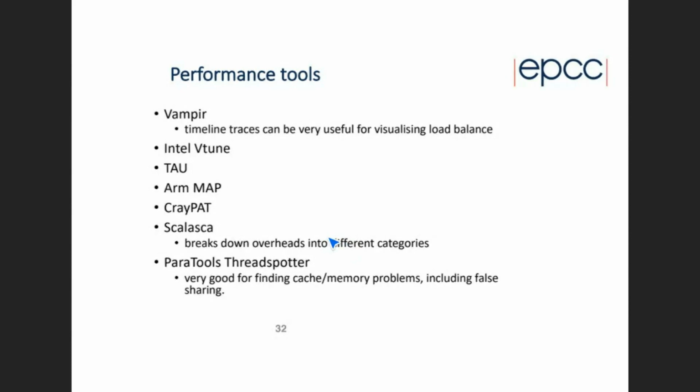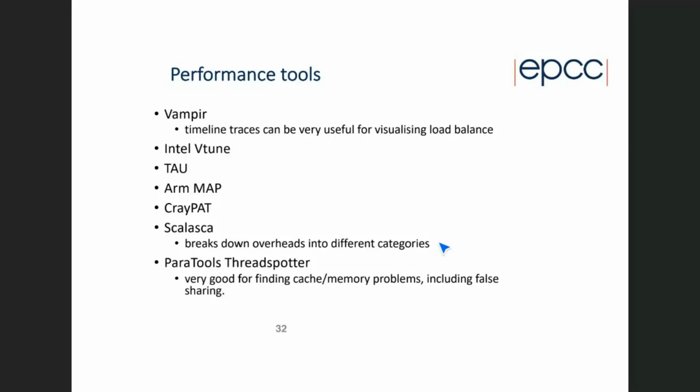Unfortunately, the thing that almost all of these tools cannot do is tell you very much about communication or hardware resource contention, so memory bandwidth contention, for example. However, there is a tool called Thread Spotter, which works in a different way, and is actually much better at dealing with cache and memory issues, including things like false sharing, for example.